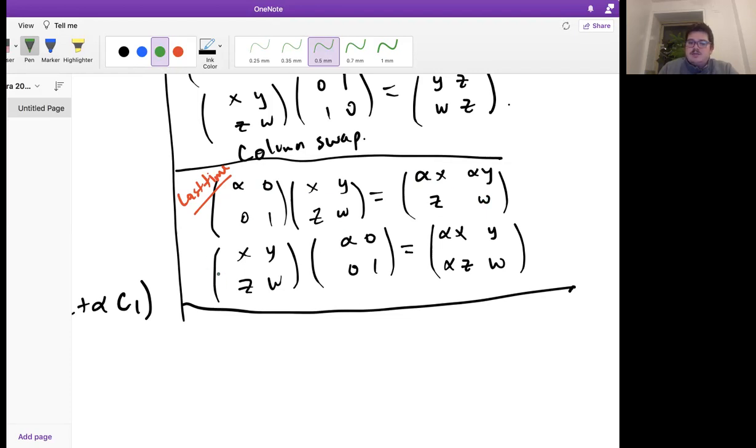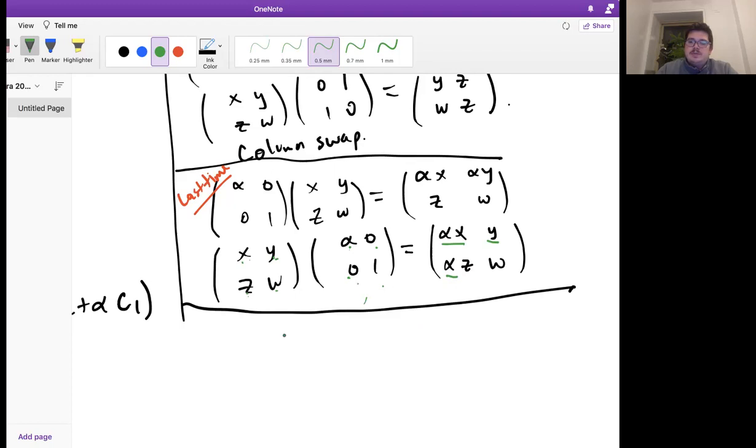So now in the second one, I'm doing the same matrix, but I'm multiplying on the right instead. So now just do it out. So x times alpha plus y times 0, that's alpha x. X times 0 plus y times 1 is y. Alpha z times alpha plus 0 times w is alpha z, right? Did you see the multiplication?